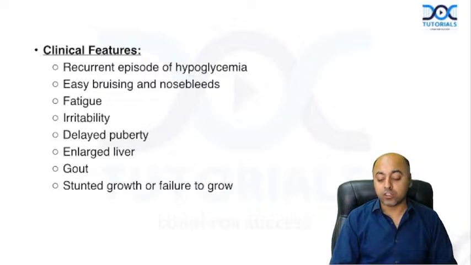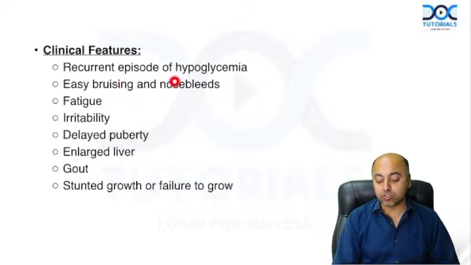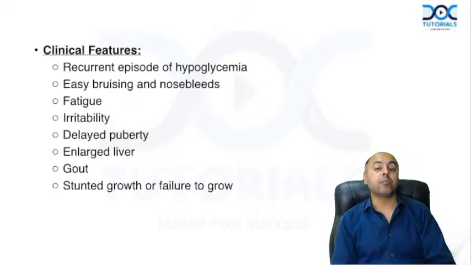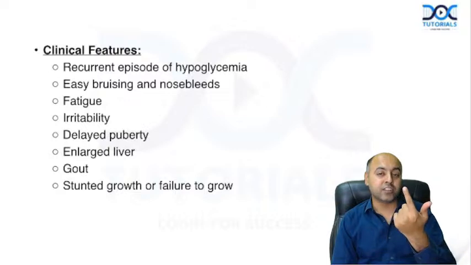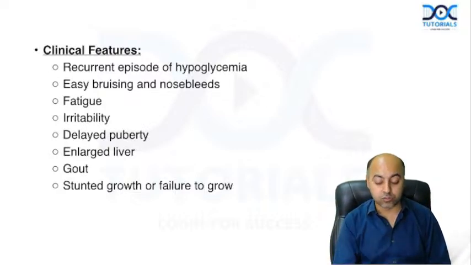Clinical features of von Gierke's: recurrent episodes of hypoglycemia, and in this case, if the individual tries to do physical activity, there will be fainting episodes, easy bruising, nosebleeds, fatigue, irritability, delayed puberty, enlarged liver, and even the kidney is enlarged, gout, and stunted growth or failure to grow. So here you have hyperuricemia also as a characteristic feature of von Gierke's disease. Remember, von Gierke's disease is a condition of chronic hypoglycemia. So the features of chronic hypoglycemia: elevated free fatty acids, elevated VLDL, elevated cholesterol. So these findings will also be there.